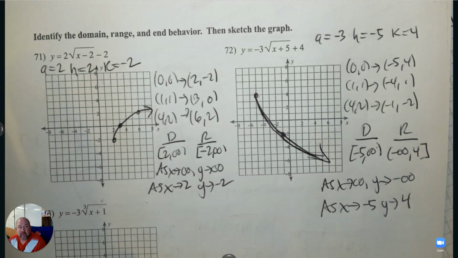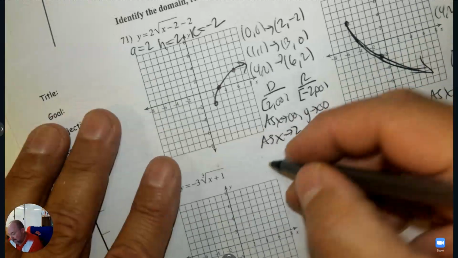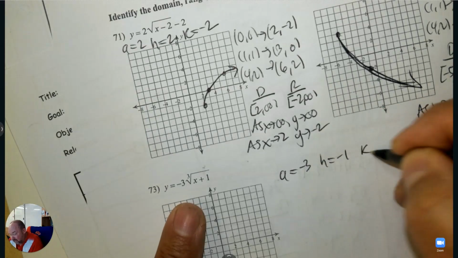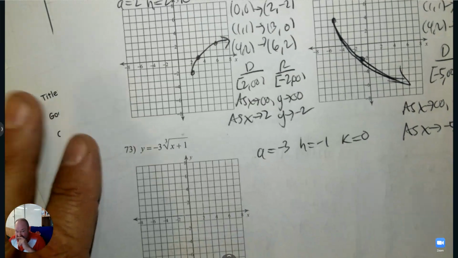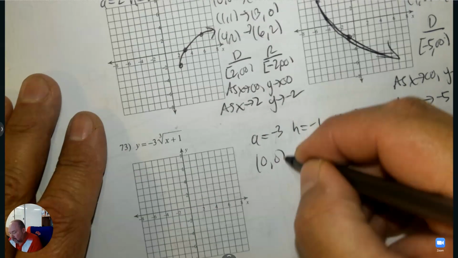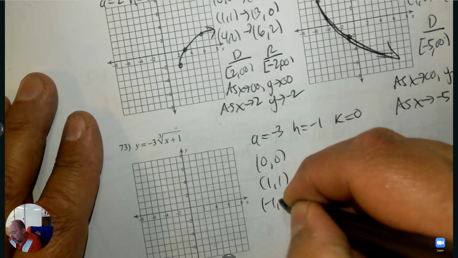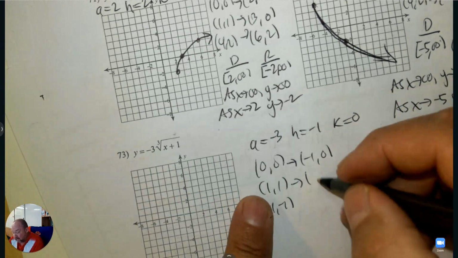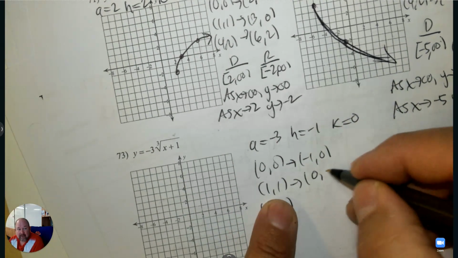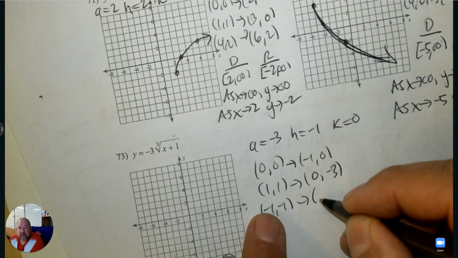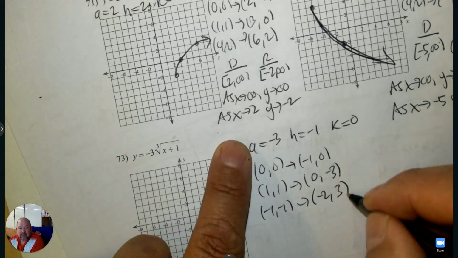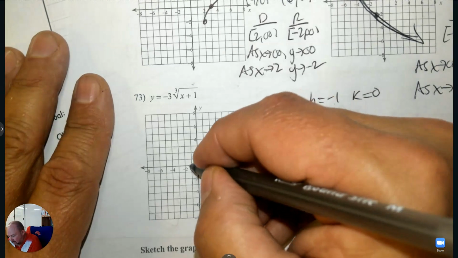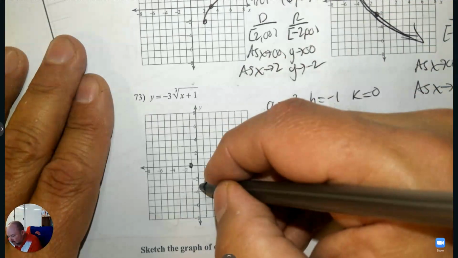All right, last group to graph, the cube root. So a is -3, h is -1. If I don't see a number at the end that's adding or subtracting, that k is 0. The 3 points for a cube root are 0, 0, 1, 1, and -1, -1. So the first point is going to be hk. The next point, we subtract 1, and we multiply. And then again, we subtract 1, and we multiply and get +3. Adding 0 doesn't change anything.